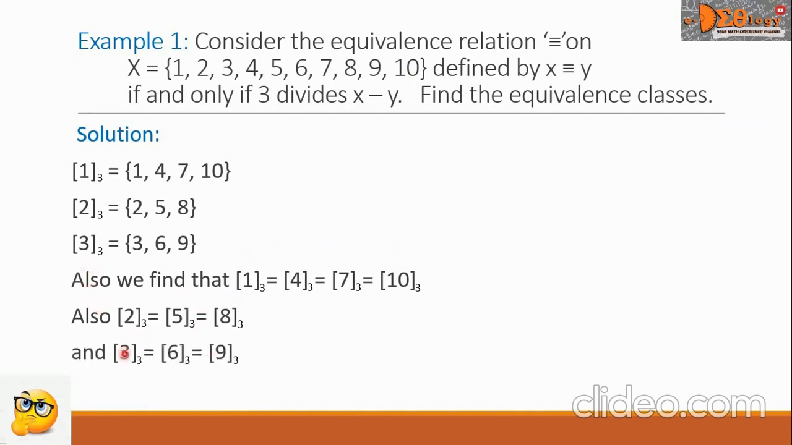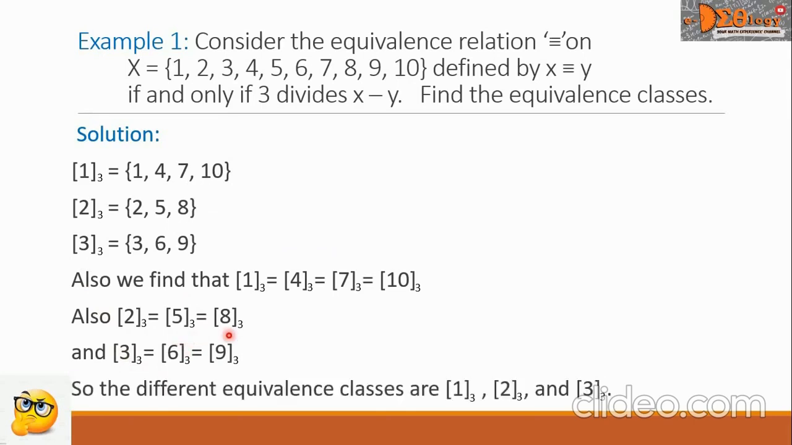Likewise, the equivalence class of 3 is equal to equivalence class of 6 and also equal to equivalence class of 9. So, the different equivalence classes are equivalence class of 1, equivalence class of 2, and equivalence class of 3. This is the final answer.